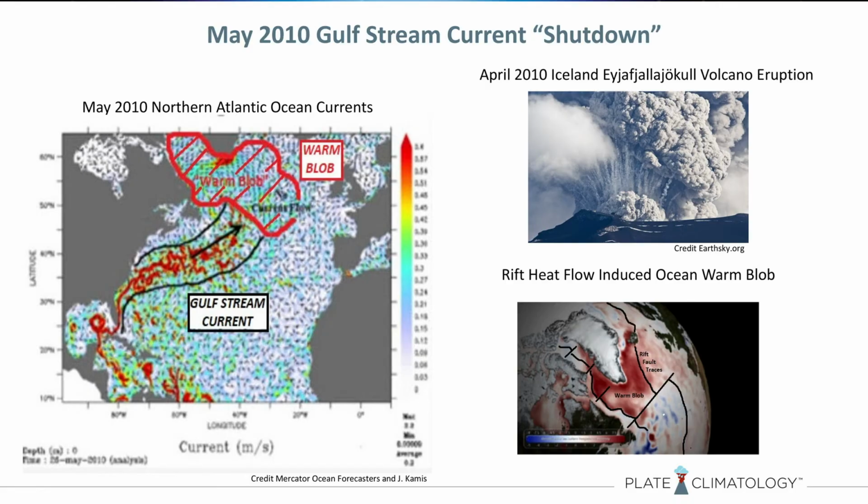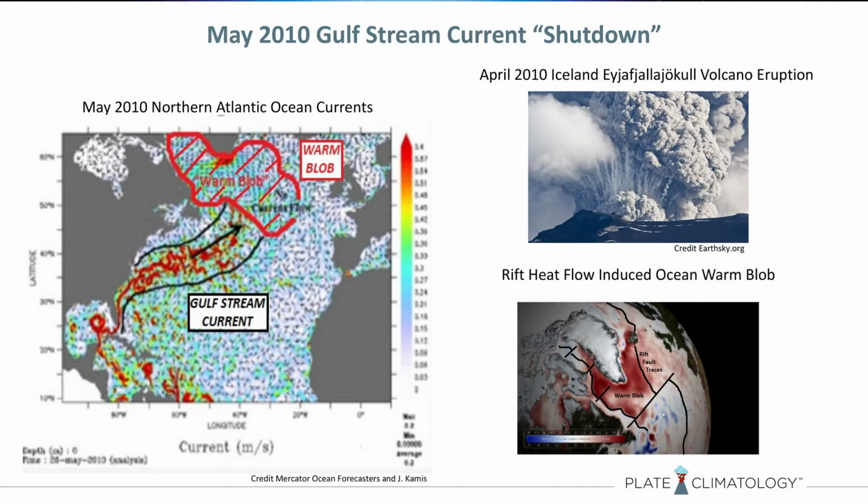Now, I want to make sure you understand what I'm not telling you is that this single volcanic eruption created this entire warm blob. Rather, what I'm trying to indicate to you is that the eruption signaled probably the end of a lot of heat flow that was active along the rifts in this southern area. And this was just kind of the climactic end of that pulse of heat flow, a heat flow pulse that created the blocking warm blob of the Gulf Stream current.